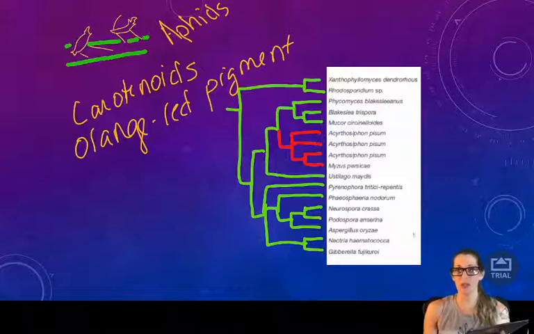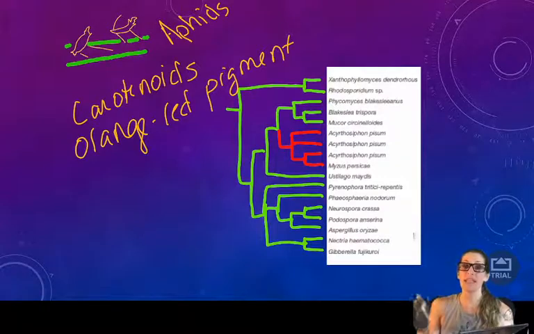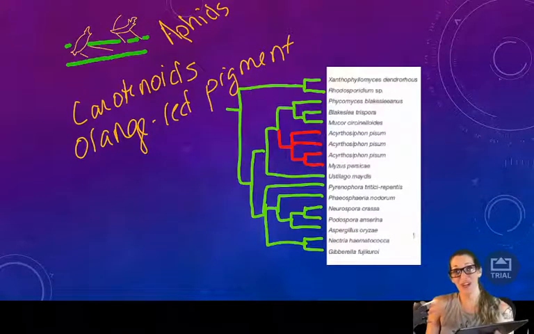At the beginning of the semester, I showed you some of the lizards that I study, and they have those orange stripes. My lizards are a bad example because it's not carotenoids, but almost any bird that you see that's red or orange has to eat other things and bring those carotenoids in through their diet. They can't synthesize them themselves. Aphids are kind of cool and different.